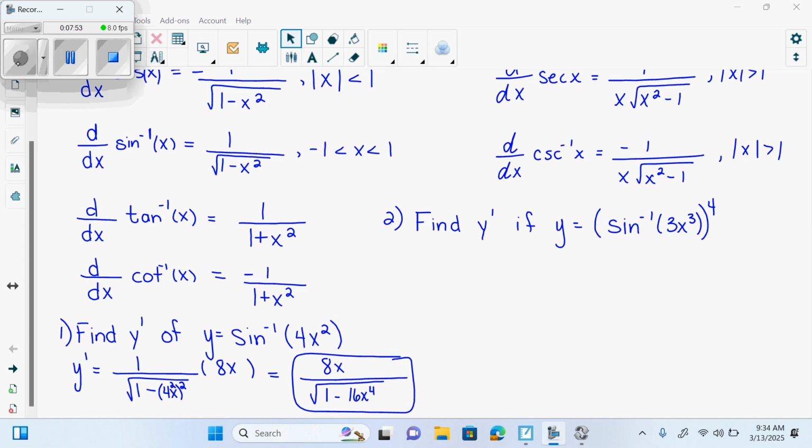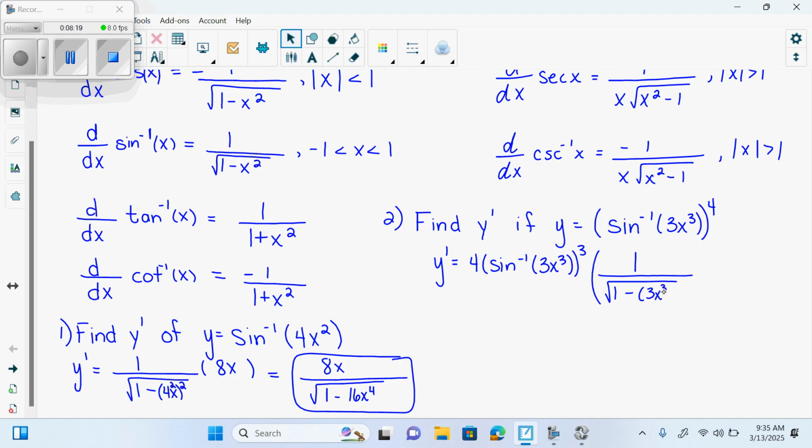That's it. Y prime equals 4 sine neg 1 of 3x cubed, to the 3, and then sine neg 1 is this formula over here, which is 1 over the square root of 1 minus 3x cubed squared. And what happens behind here? What do you get?